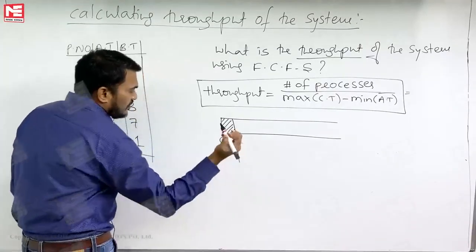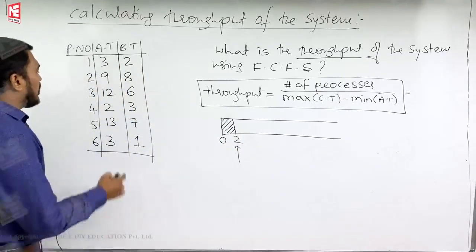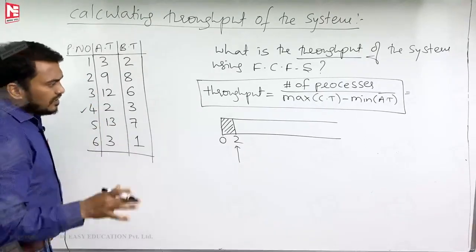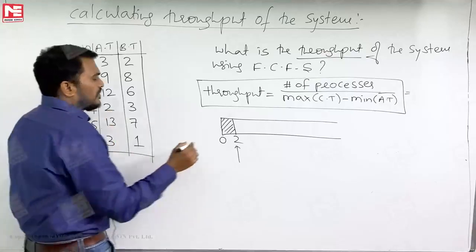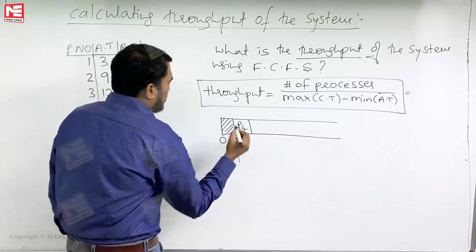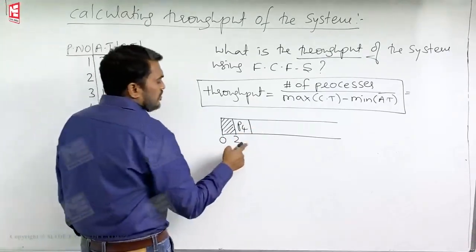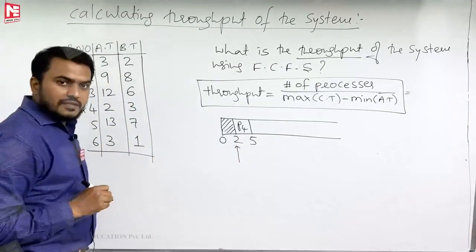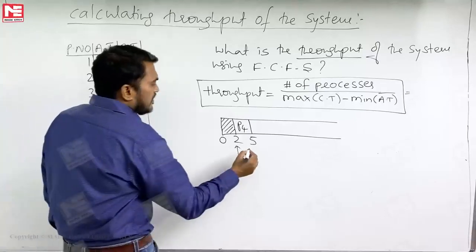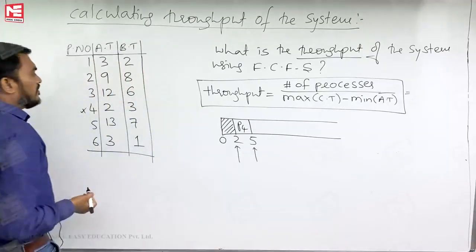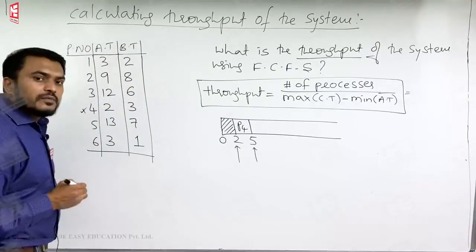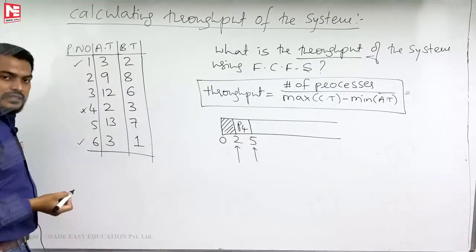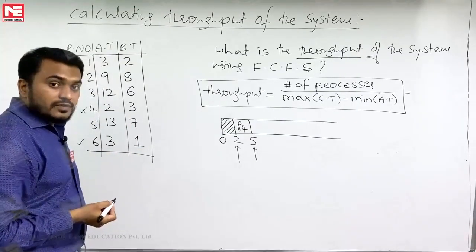So at time 2, which process is available now? Only P4 is available. So no confusion. Directly start with P4 first. Now understand here, P4 requires how much? 3. 2 plus 3, how much is that? 5. So now P4 has completed its execution. Once P4 completed, the present time is 5. By time 5, what other processes are available? P1 and P6 are both available.